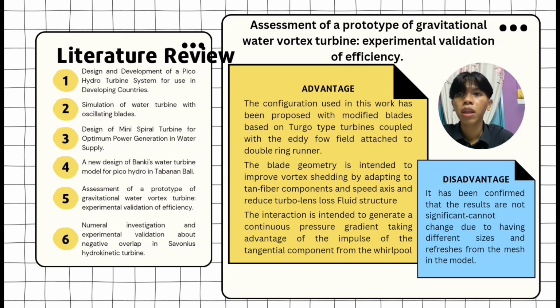So first advantage, the configuration used in this work has been proposed with modified blades based on turbo types, turbine coupled with the eddy for field attention to double ring runner. The blade gravity is intended to improve voltage shading by adapting to thin fiber component and speed axis and reduce turbulence loss, flight and structure. The interaction is intended to generate a continuous pressure gradient taking advantage of the impulse of the tangential component for the whirlpool.